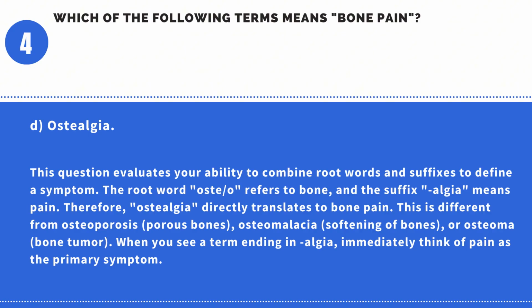The root word os/o refers to bone, and the suffix algia means pain. Therefore, ostealgia directly translates to bone pain. This is different from osteoporosis, porous bones, osteomalacia, softening of bones, or osteoma, bone tumor. When you see a term ending in algia, immediately think of pain as the primary symptom.